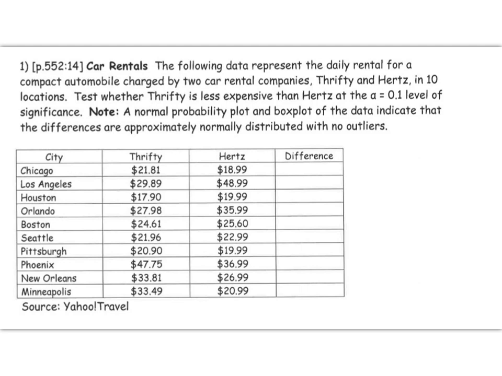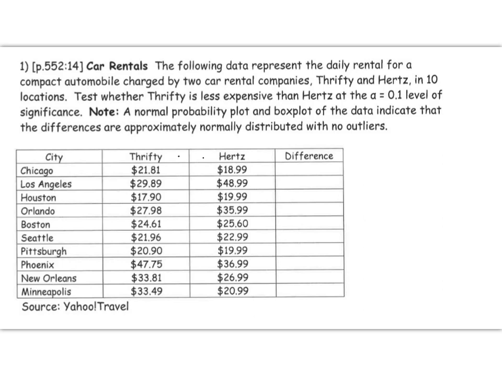All right, let's try that out. So we have data from 2 car rental companies from 10 different cities, and we are going to check to see if Thrifty is less expensive than Hertz at the 10% level of significance. And notice that this data is approximately normally distributed and has no outliers, so we can go ahead and use a t-test on it. These 2 sets of data are related by the cities.